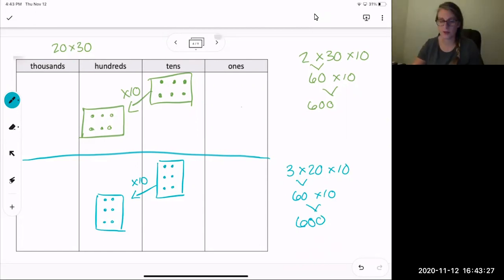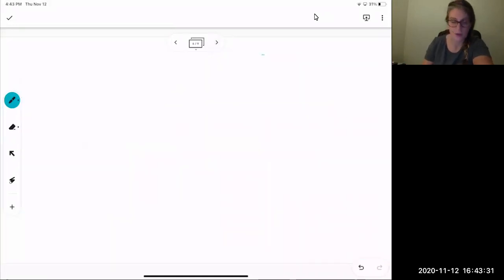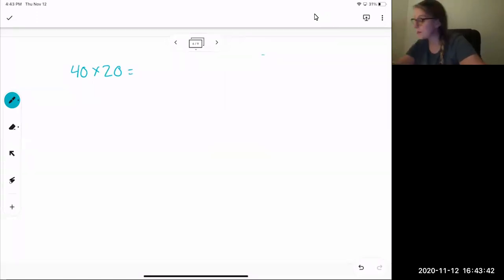Okay, let's go to the next question. And actually, I'm going to flip. Okay, here we go. So our next question is going to be 40 times 20. Now, we don't have a place value chart, so we want to think about unit form. Let's represent this in unit form.